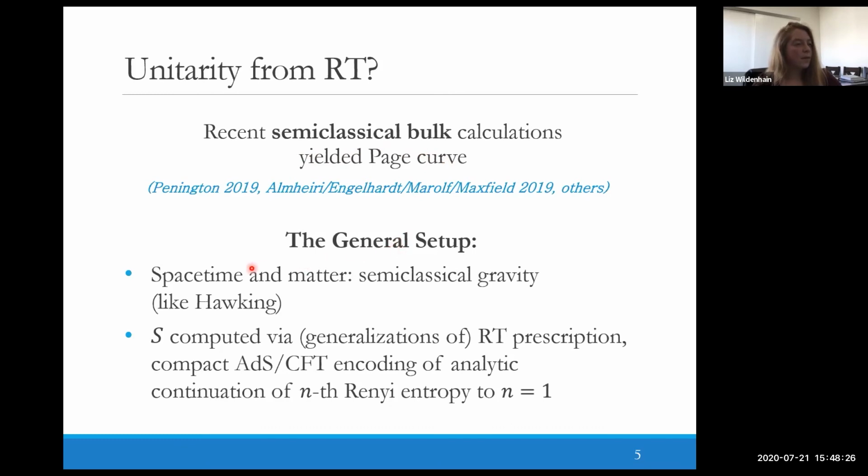So their setup involved starting with the space-time and matter computed like Hawking did using semi-classical gravity. But then instead of computing the outgoing state of the radiation like Hawking did, they compute the entropy directly using a different technique, the large-N restriction, which I will describe later. So the surprising thing is that they started with Hawking's calculation, but computed the Page curve, which is what you'd expect for unitary evaporation.